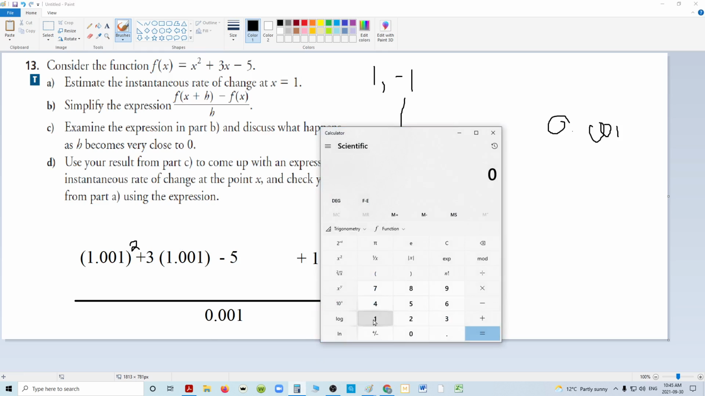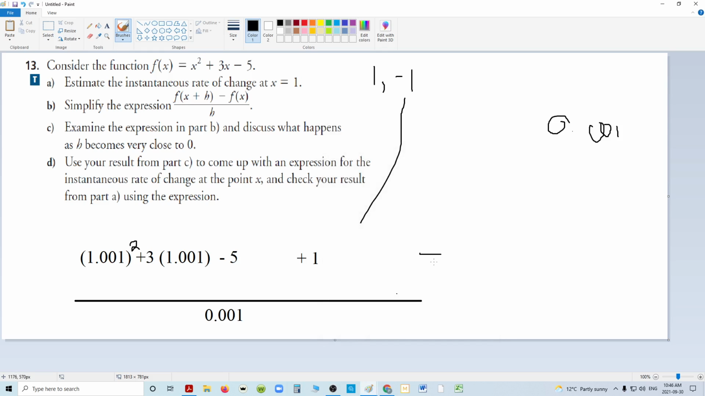So I'm going to do 1.001 squared. I didn't get it right. 1.001 squared, just times itself, plus 3 times 1.001. Notice I kept it simple for us. And minus 5 plus 1. And I get that, and I'm going to divide it by 0.001, the h. And I get 5.01.